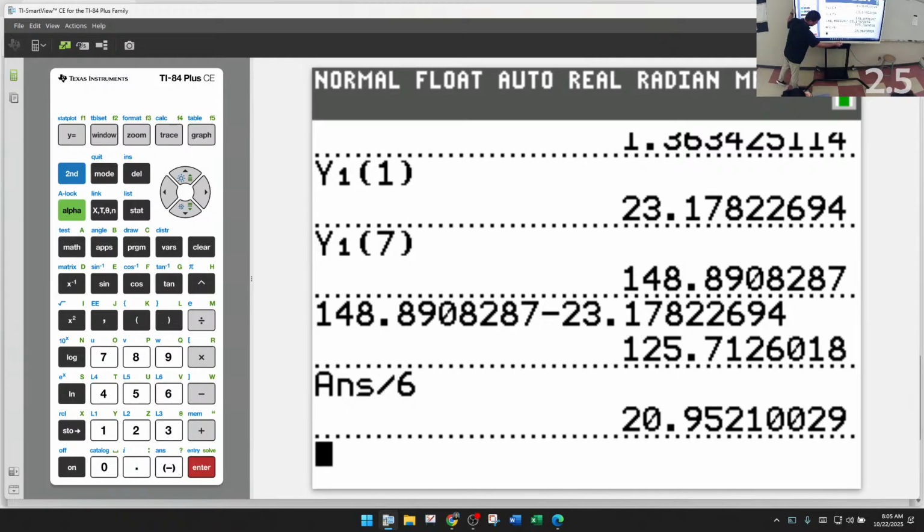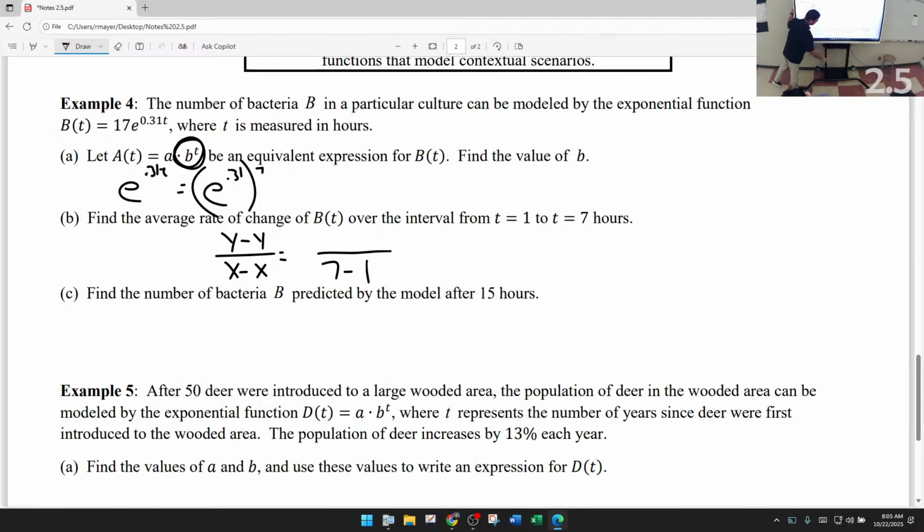Beautiful. Where am I at? I'm here. What's next? Find the number of bacteria predicted after 15 hours. That's pretty easy. Plug and chug 15. You already got it in there. Alpha trace 15.